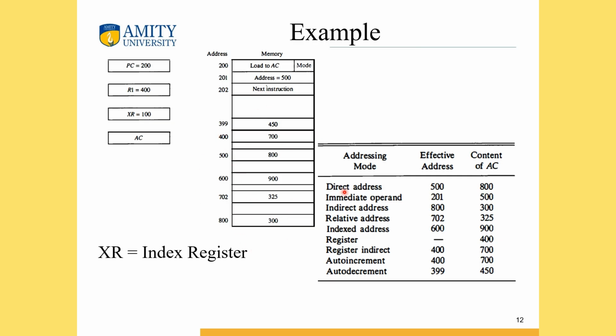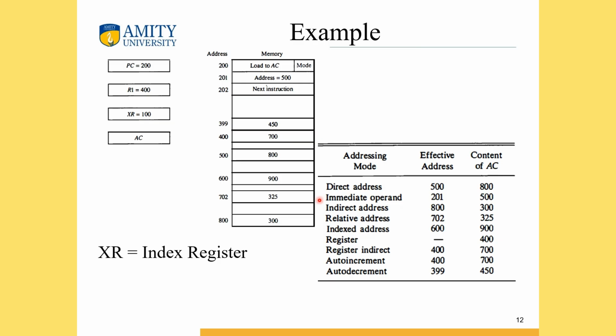So when we have direct addressing mode, the effective address will be 500. The address is given here, it is 500. So when we go to 500, we will find the operand, the content that will be stored in the accumulator, that is 800. This is direct addressing because we have the effective address of the operand.